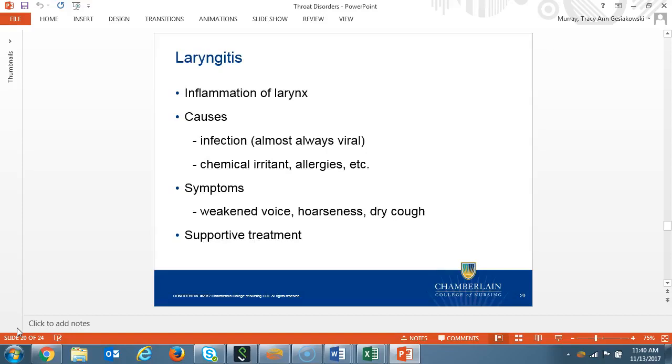Now, let's take a look at acute laryngitis. Acute laryngitis occurs when the voice box or larynx becomes inflamed. Different conditions can cause inflammation of the larynx and include infections, chemical irritants, and allergies, to name a few. Common symptoms include weakened voice, hoarseness, and dry cough.